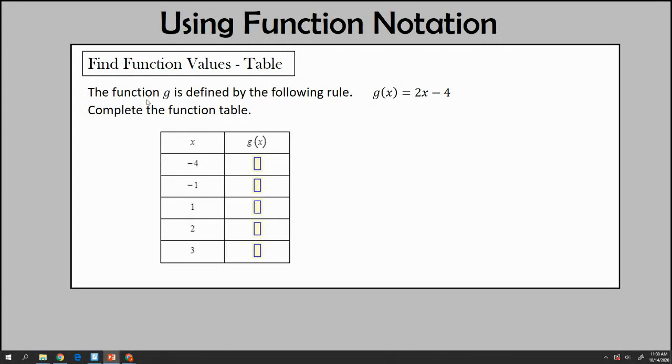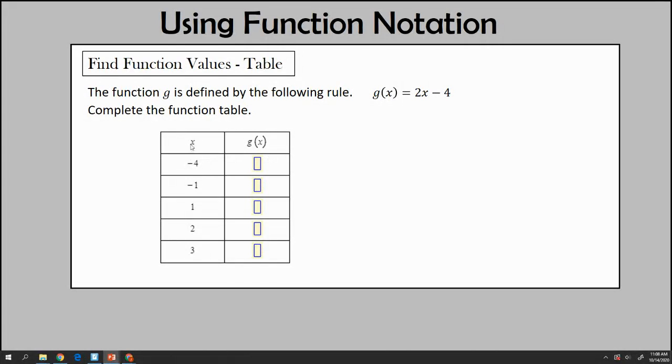Now we can also do function values using a table. In this case, we have this g function. Again, remember I said they can name them different things. g of x equals 2x minus 4. That's the function rule, we call it. It wants us to complete the table. So notice here's my x column. These are inputs or domain values. g of x are the answers when I use these x values in the g function. So we'll do it like this.